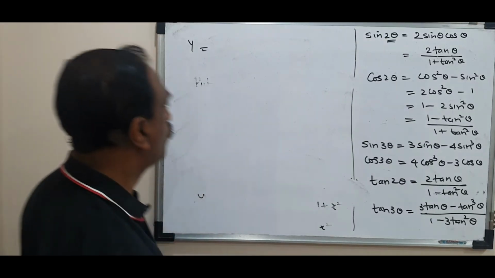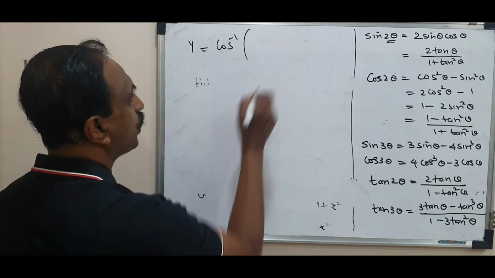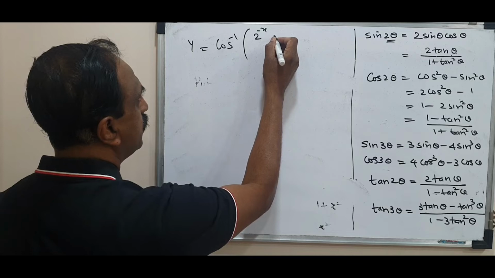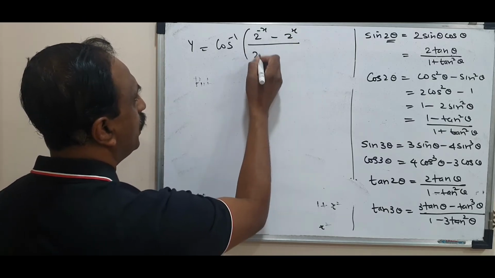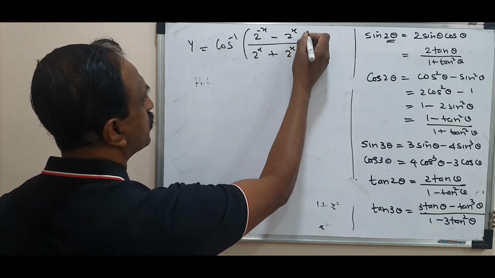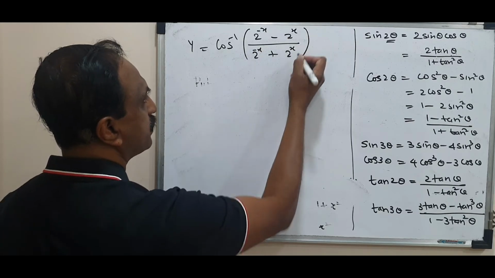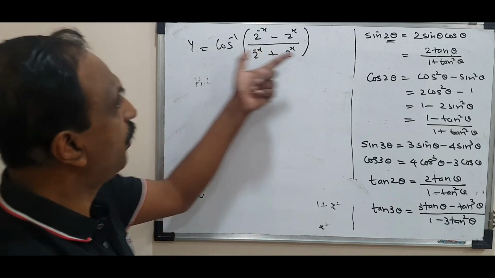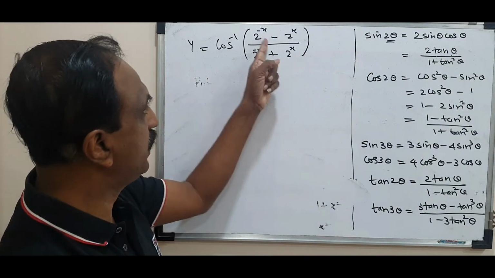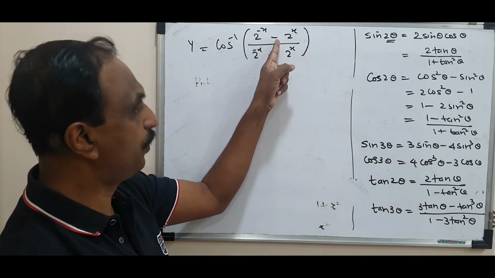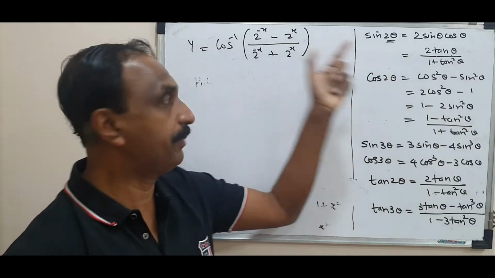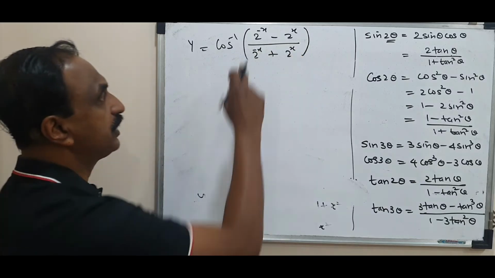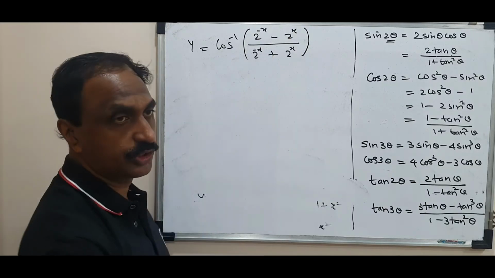Let's say I'm going to give you cos inverse of (2 raised to minus x minus 2 raised to x) upon (2 raised to minus x plus 2 raised to x). So now we do not have any formula which is similar to it, but I see some similarity here. There is the opposite sign, some possibility of matching here. So first of all, there are two different functions. Some are in 2 raised to minus x, some are in 2 raised to x.